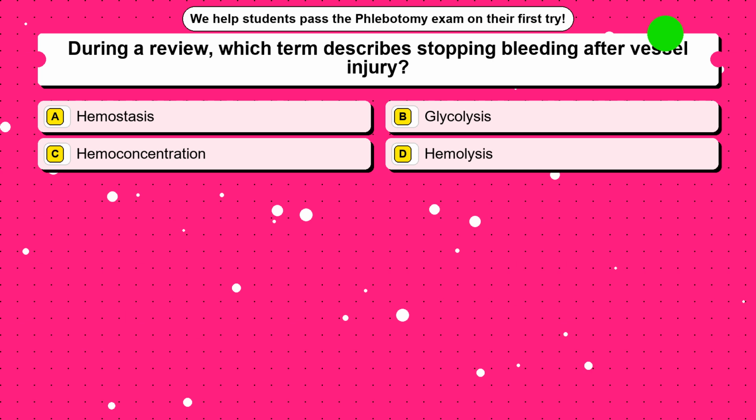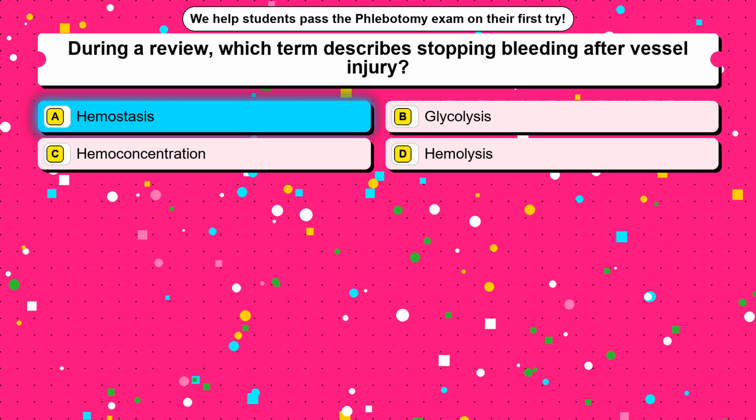Question 93. During a review, which term describes stopping bleeding after vessel injury? Option A. Hemostasis. Option B. Glycolysis. Option C. Hemoconcentration. Option D. Hemolysis. The correct answer is option A. Hemostasis.